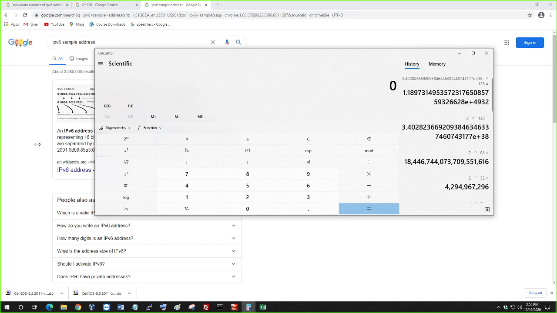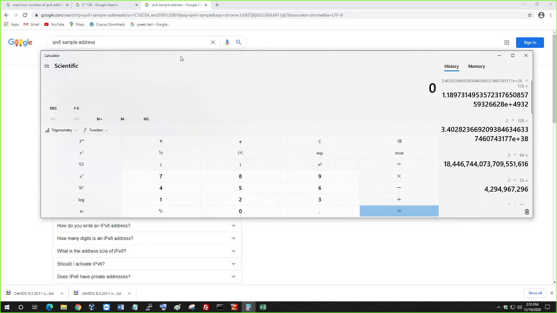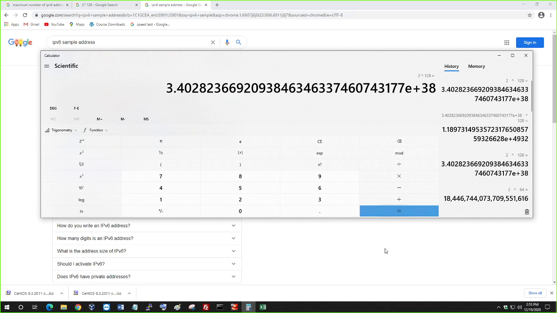I wanted to calculate the number. Let's see if it's going to do it. Yeah, it's not doing it.